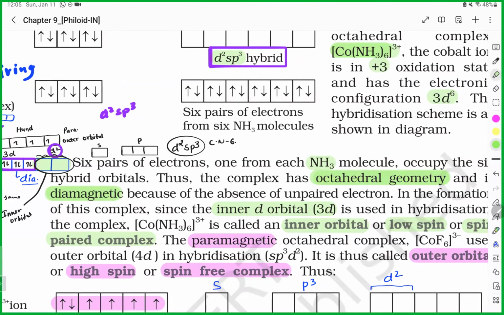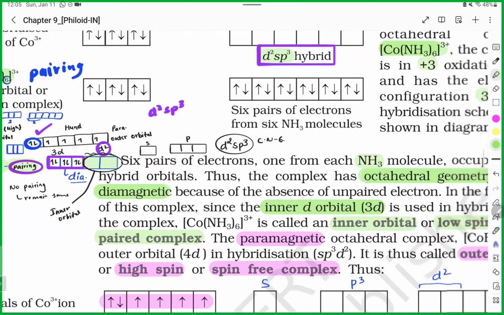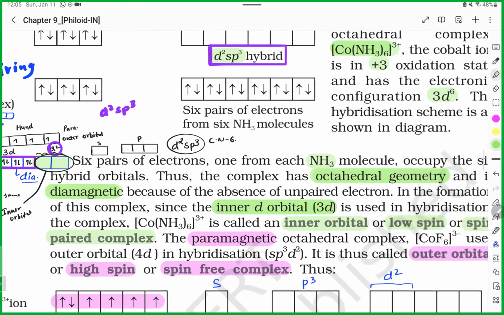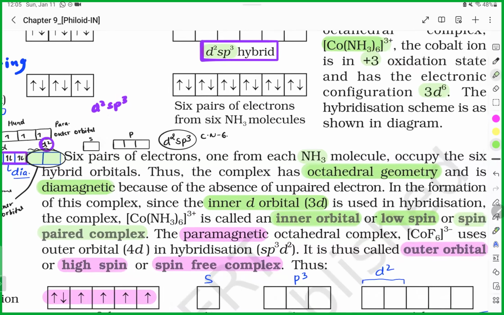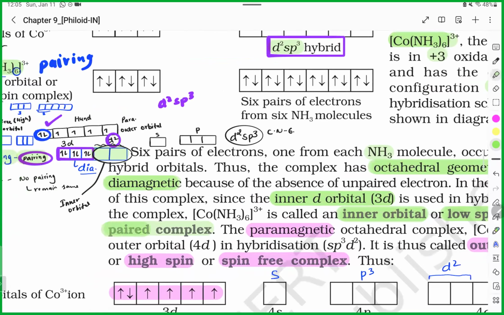In this case, inner d orbitals will be used, 3d, because all these cobalt orbitals are 3d orbitals. Correct. So inner d orbitals are used in hybridization. That's why it is called inner orbital or low spin, because all are paired, they can't move, or spin paired, as the name suggests, electrons are paired. Understood? Any doubt?